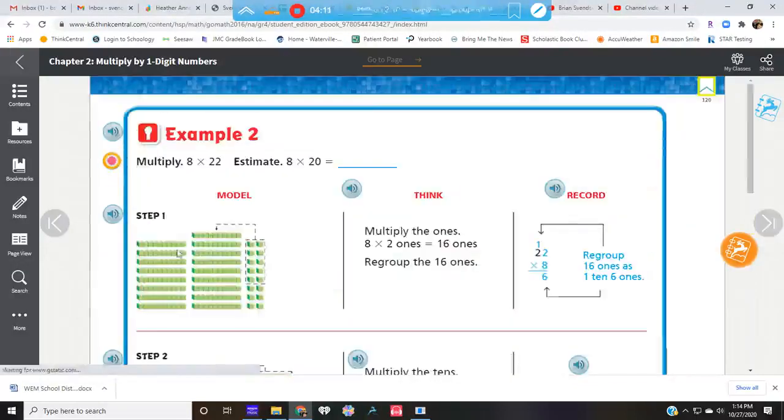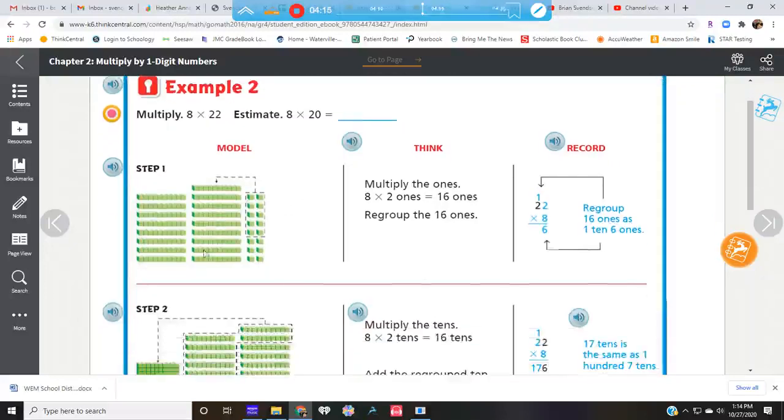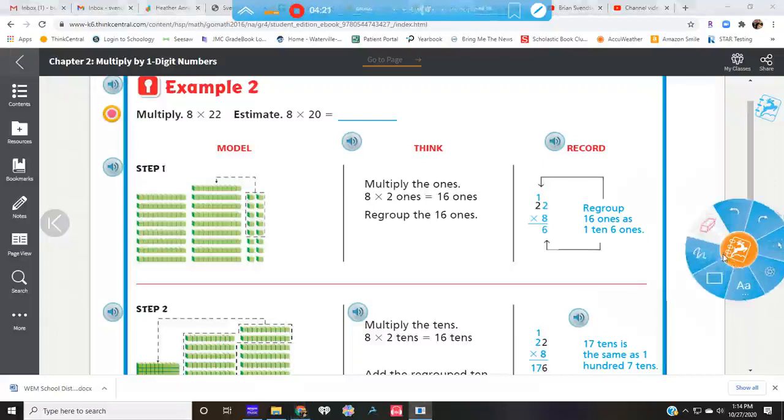We can go step by step again. 8 times 22. Okay, let's make an estimate. 8 times 20. This one should be super duper fast because we all know that 8 times 2 is 16, and let's add a 0. So 22 is 10, 22: 1, 2, 3, 4, 5, 6, 7, 8 times.